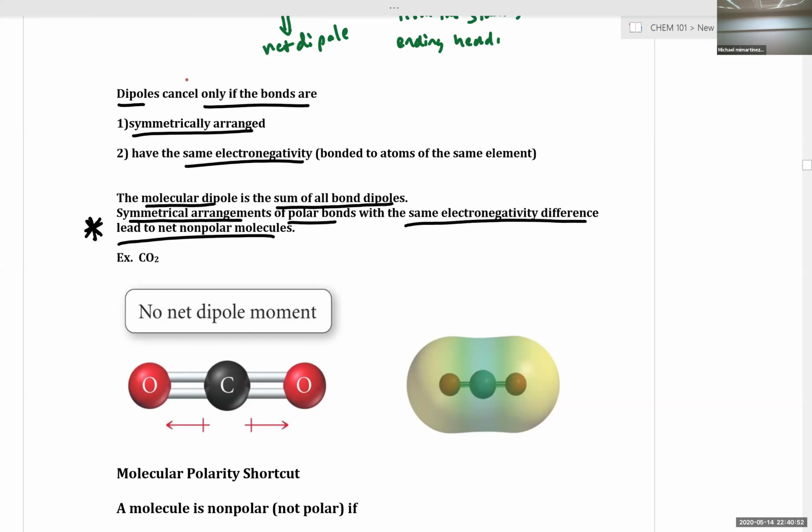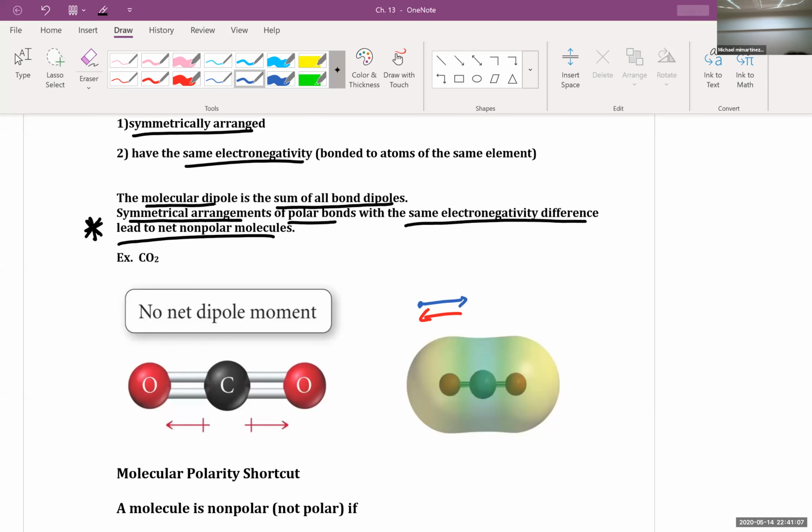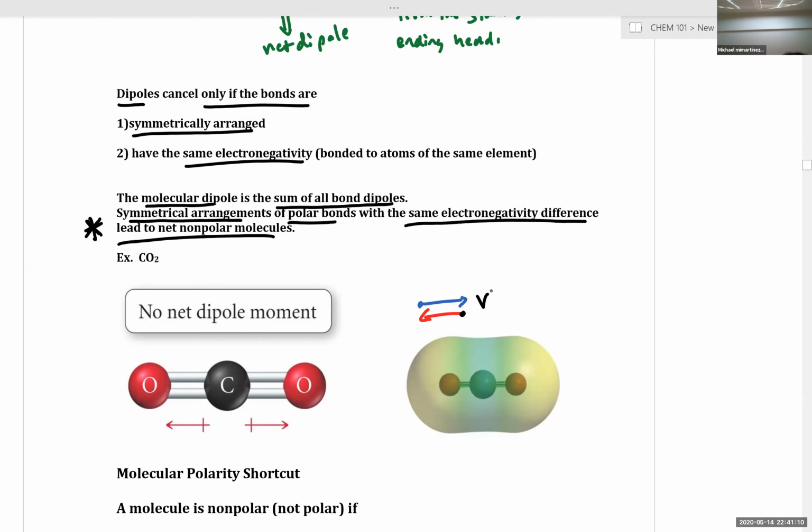So if we look at carbon dioxide, both of our carbon-oxygen bonds have the same polarity, right? So if we add our two vectors together, we see that if we try to draw a vector from tail to head, there is no net dipole. Our two dipoles are going in opposite directions and they cancel. Ergo, carbon dioxide is nonpolar. It doesn't have a dipole. Does this make sense to everyone so far?